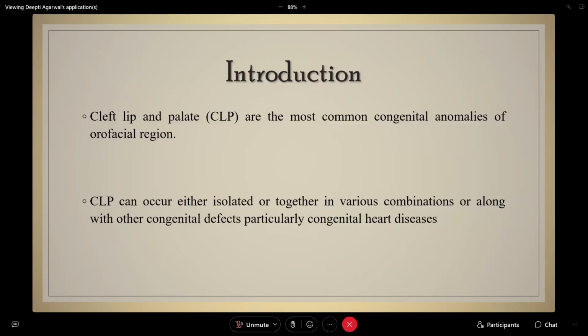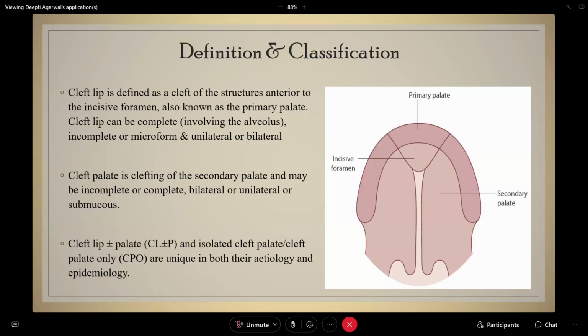So what is cleft lip and palate? These are the most common congenital anomalies of the orofacial region. They can occur either isolated or together in various combinations or along with other congenital defects, particularly congenital heart defects. Cleft lip is defined as a cleft of structures anterior to the incisive foramen.